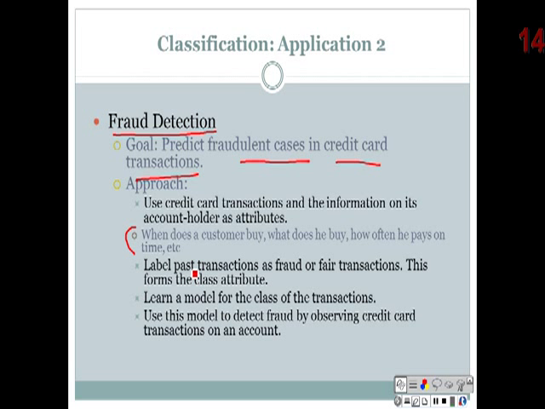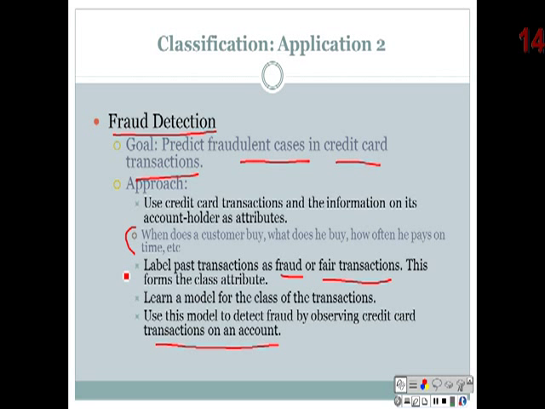So label past transactions as fraud or fair transactions. These are the two classes that we have. So we have two types of values for our class, and this forms the class attribute in our case. We are creating the model based on the transactions. Then we use the model to detect fraud by observing the credit card transactions on the account.